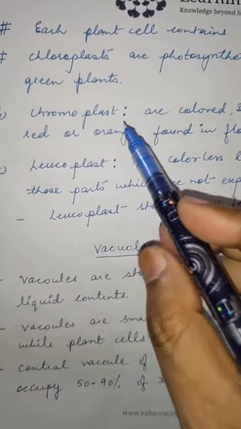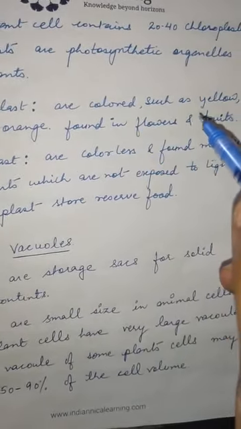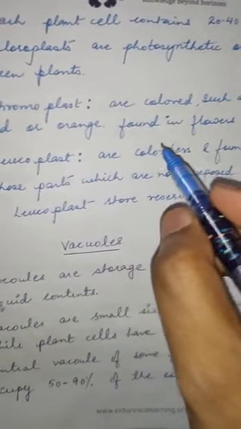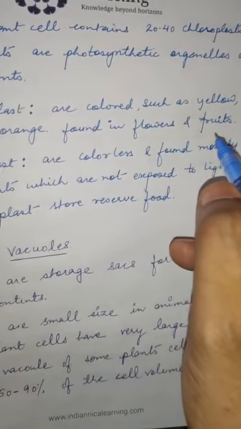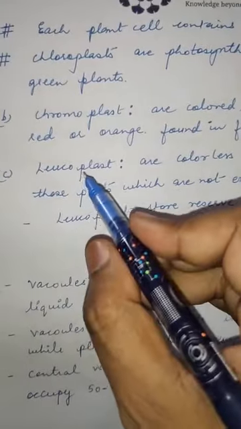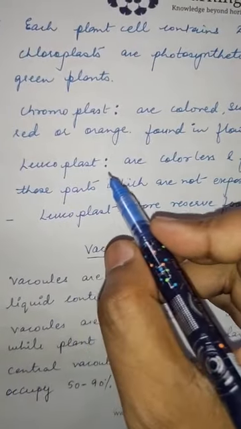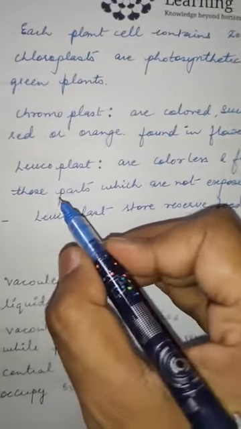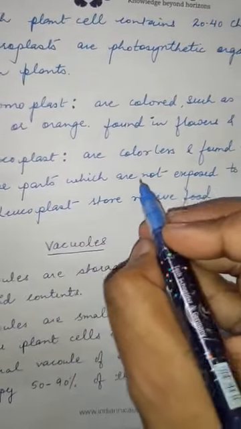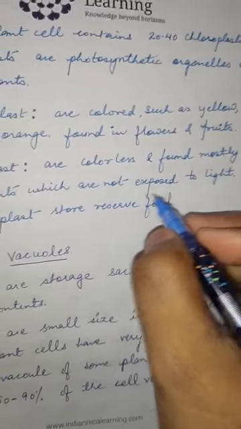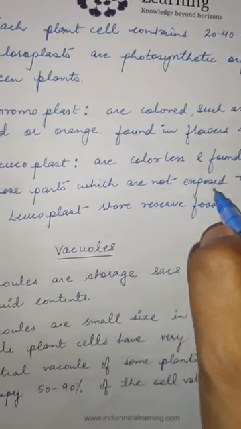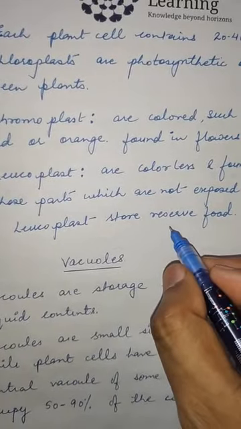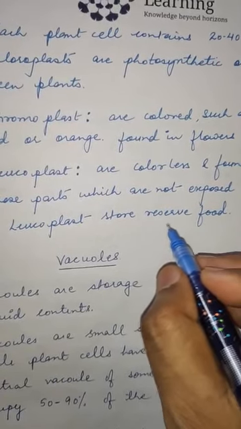Second, chromoplasts. They are colored, right? Such as yellow, red or orange. They are found in the flowers and in the fruits. Clear? Leucoplasts are colorless, and found mostly in those parts which are not exposed to light, where light does not go, right? So what is the role of leucoplasts here? They will store the reserve food, right?